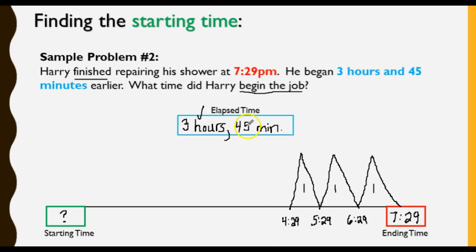Now we need to do the 45 minutes. So I'm going to subtract 10 minutes at a time at the beginning. So 10 minutes. So I was 4:29. Now I'm going to go to 4:19. 10 more minutes. I was 4:19. Subtracting 10, it would be 4:09.